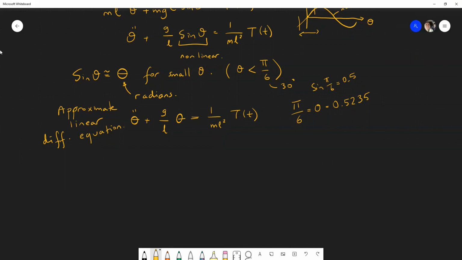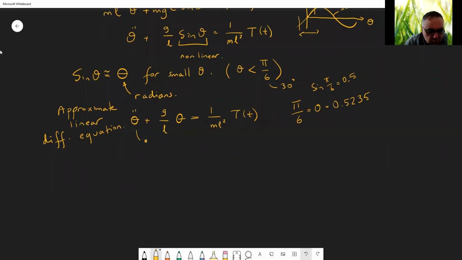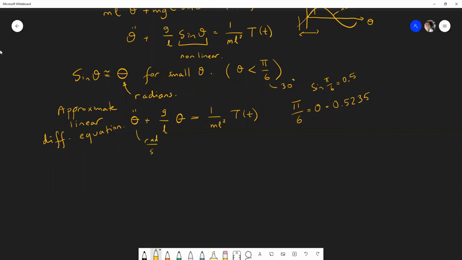Question, did we also convert the theta double dot into the radians, or did we only convert the sine theta into radians? No, theta should be measured in radians. Theta double dot, its unit should obviously be radians per second squared. Okay? Okay, thank you.